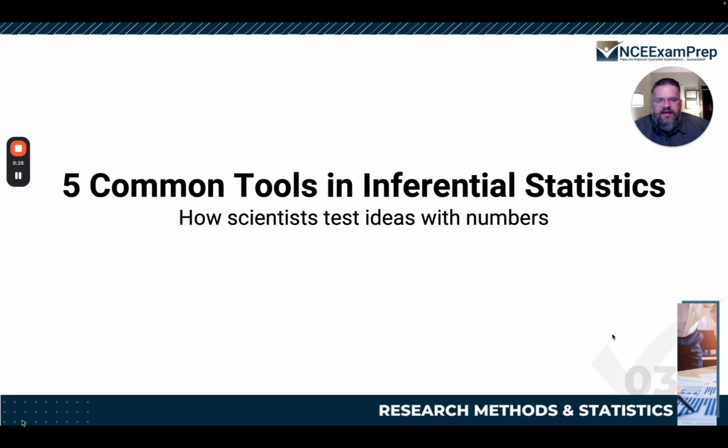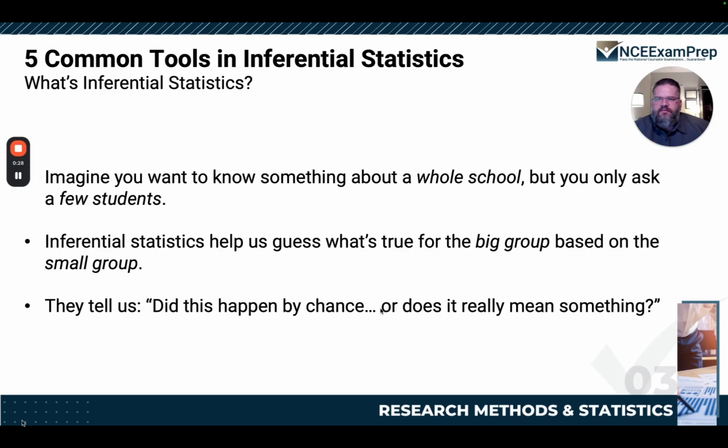Okay, so here's what we're talking about with inferential statistics. Imagine that you want to know something about a whole school, but you only ask a few students. What inferential statistics does is helps us to guess what's true for the big group based on the small group. That's what we call inferring. From the data that we've collected, what can we infer about a larger population?